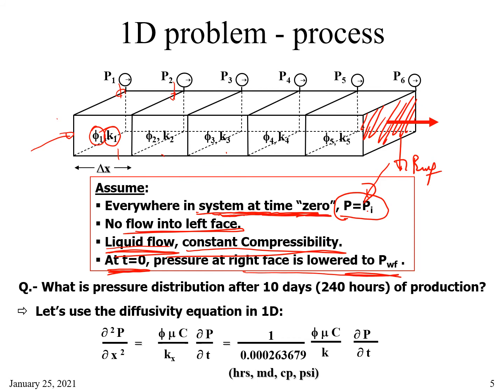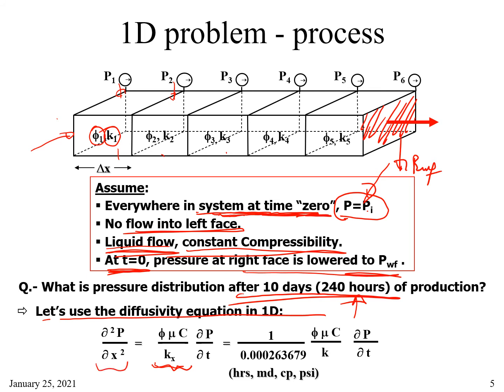And the question is, what will be the pressure distribution throughout the domain after 10 days, which is equivalent to 240 hours of production? And the equation we're going to solve is right here. For now, let's assume these values are constant, like in the diffusivity equation. So we are basically solving the diffusivity equation numerically. But you will later see that even if these values are changing, your reservoir simulator can account for that using the same differences we are discussing in this course.